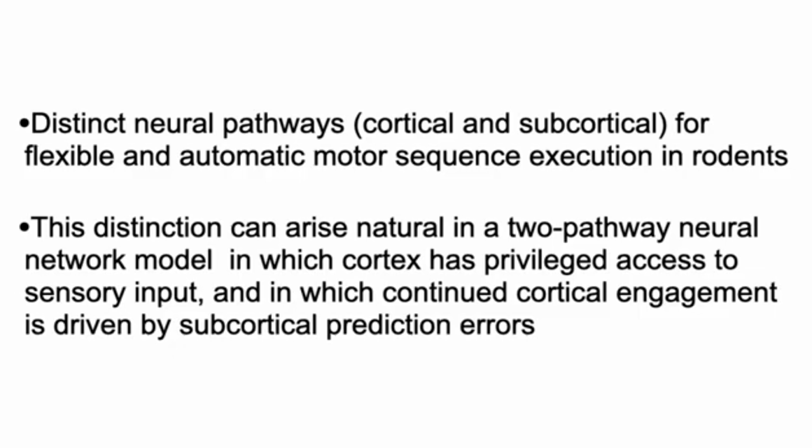So in conclusion, we've provided evidence that distinct neural pathways, cortical and subcortical, are involved in flexible and automatic motor sequence execution in rodents, and that this distinction can arise in a two-pathway neural network model in which a cortical pathway has privileged access to sensory input relevant to the task, and in which continued cortical engagement is driven by subcortical prediction errors. Thank you.